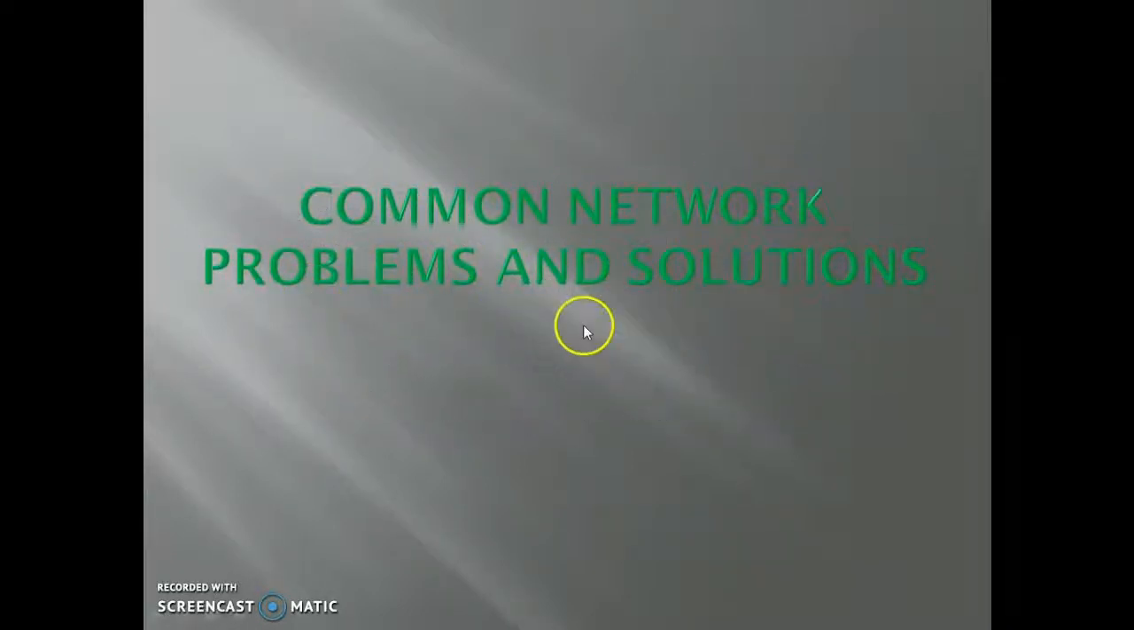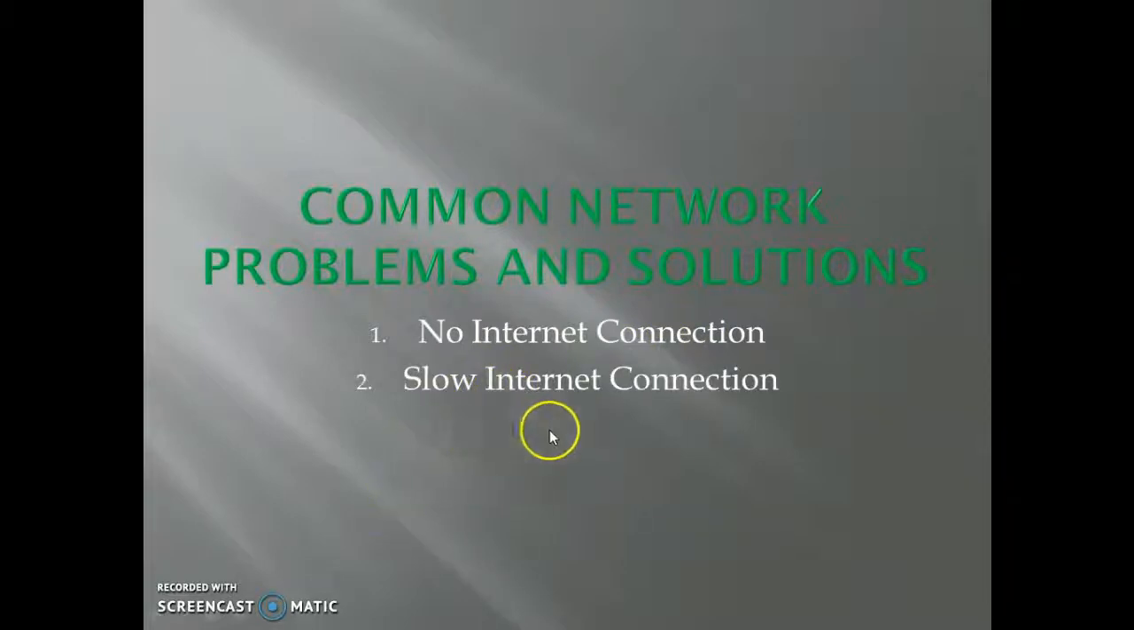In this video, I'm going to discuss common networking problems and some of its solutions. There are three topics here. Number one is no internet connection. Number two is slow internet connection. And number three is IP address conflict. Most of the images here are downloaded from Google Images. I'm using Screencast-O-Matic to record this video, and later on I'm going to edit this in VideoPad video editor.